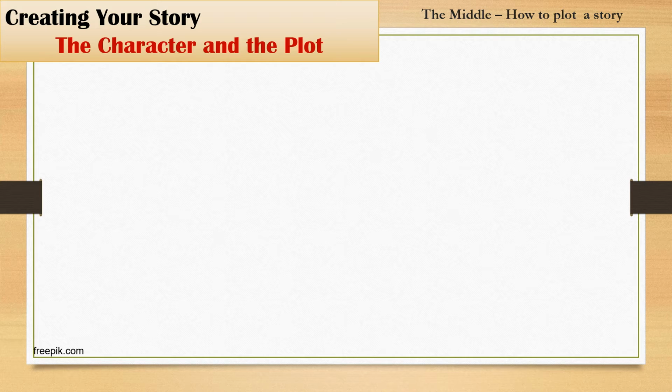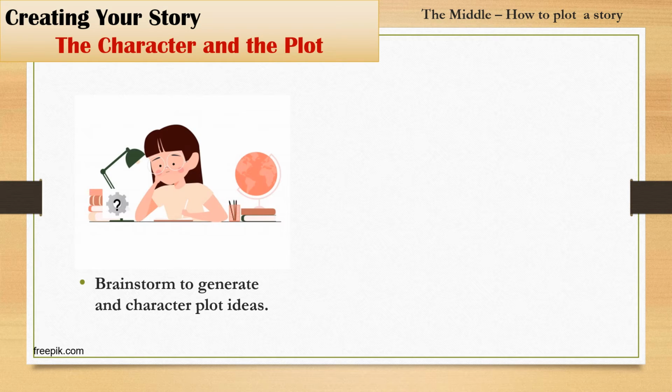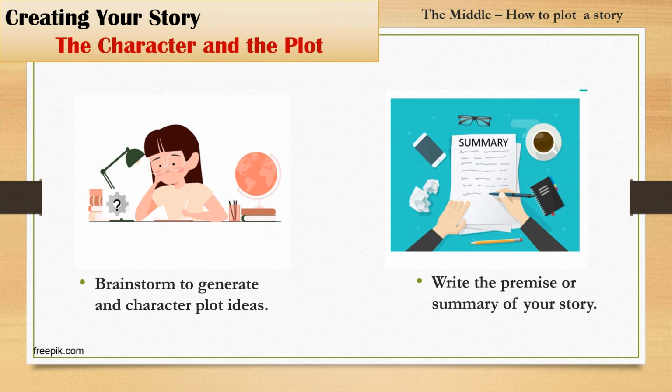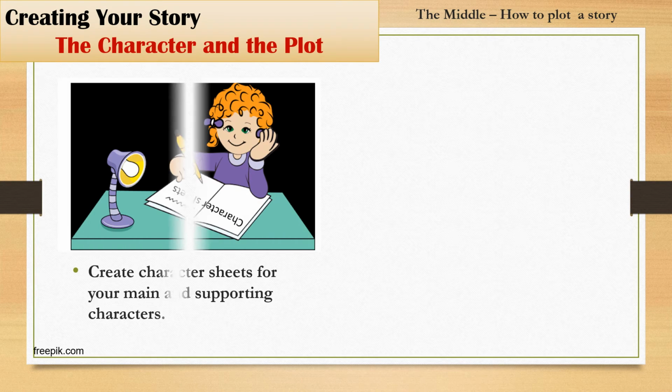After establishing your characters, the next part is the middle, or plotting your story. This is where you start developing the plot by presenting other characters and obstacles. The first thing that you will do is to brainstorm to generate character and plot ideas. Next is to write the premise or summary of your story. Next is to create character sheets for your main and supporting characters. This is where you write down your character's descriptions, personal details, and other traits.